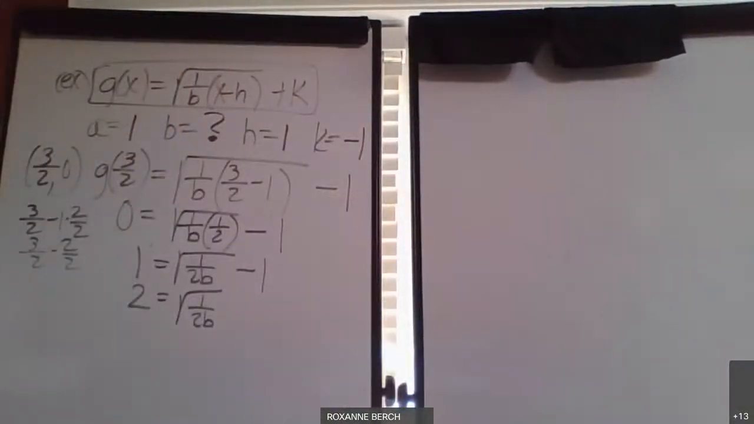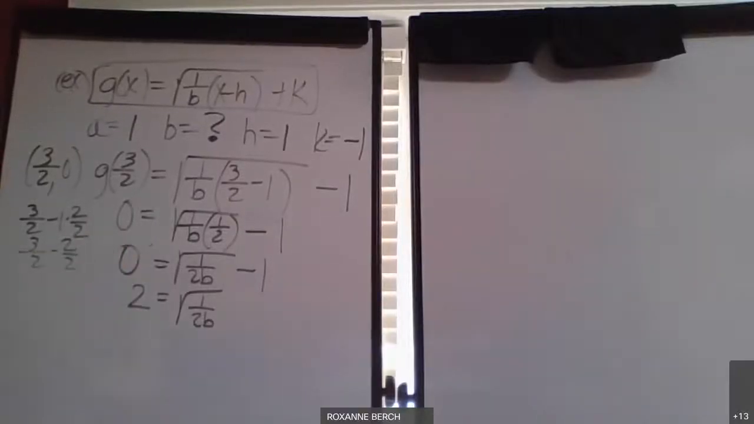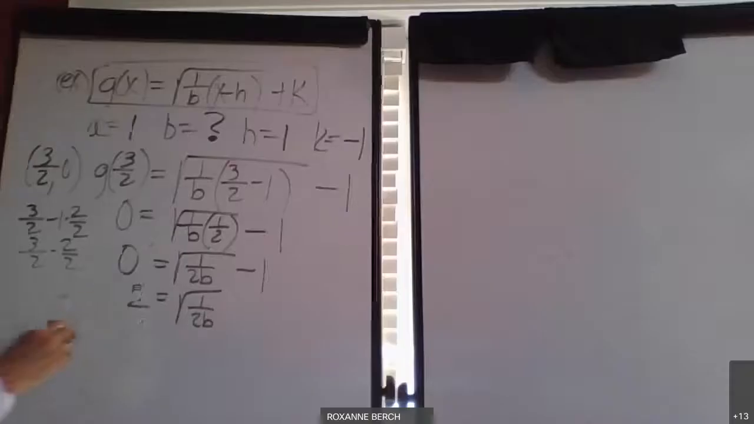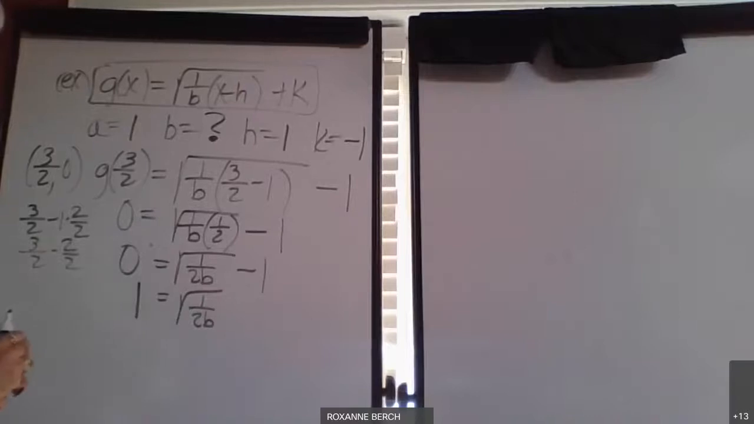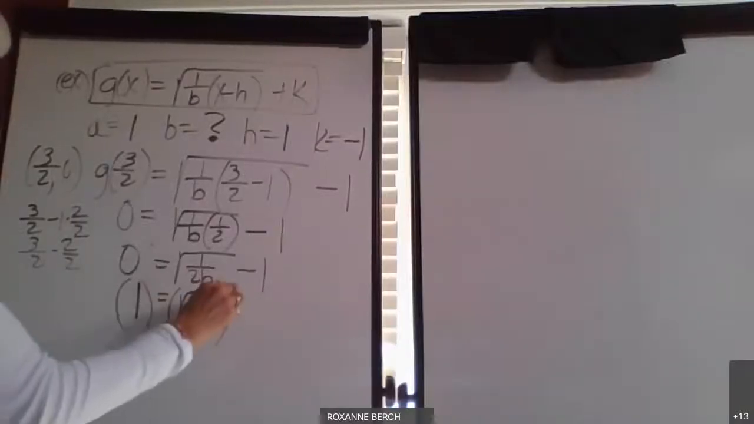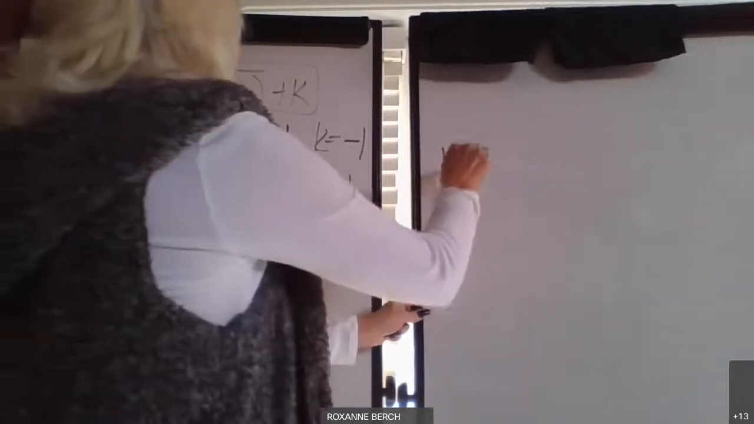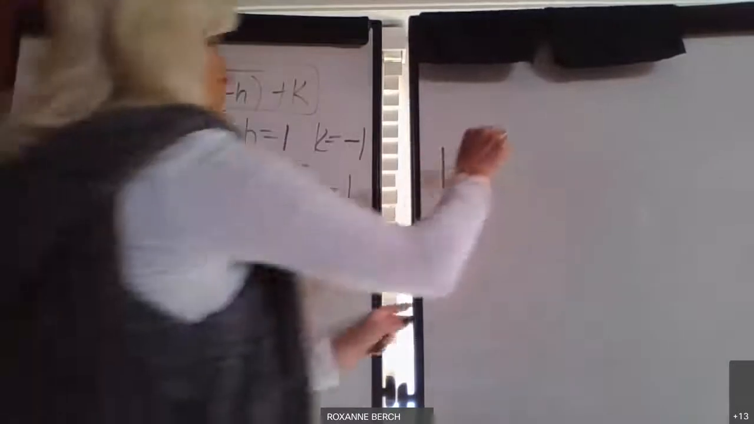Wouldn't it be 1 equals radical 1 over 2b? Because it was still supposed to be 0 before we add 1 to the other side. Oh, did I mess it up? This is still 0, right? Yes. So when you add 1, is that the point you're making? Yes. Okay, thank you. All right, so now we're going to square both sides. And when we do that, we get 1 is equal to 1 over 2b.